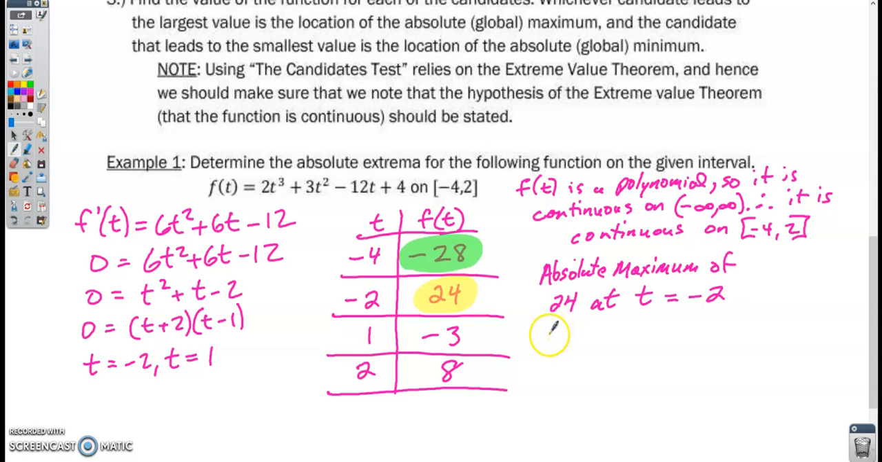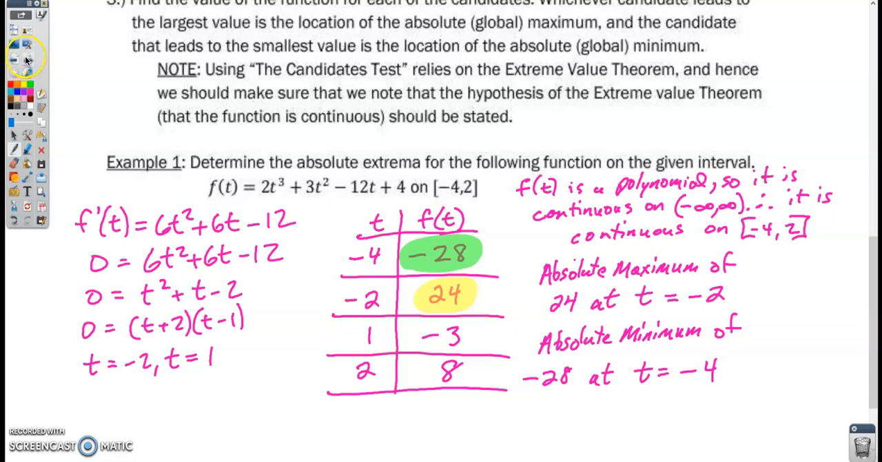And I have an absolute minimum of -28 at t equals -4. There we go. I've found the absolute extrema for the function on the given interval using the candidates test.